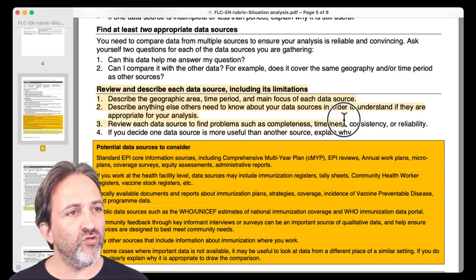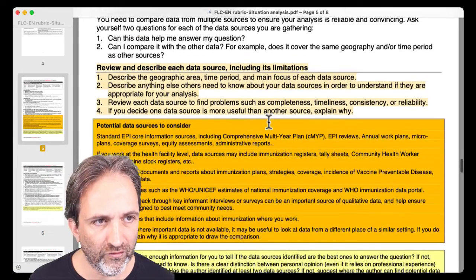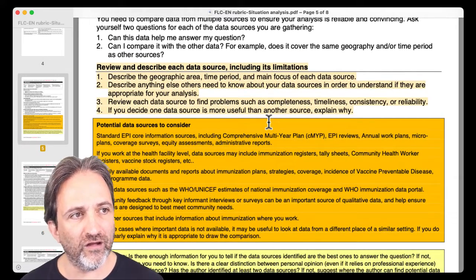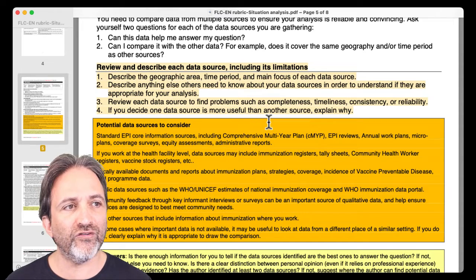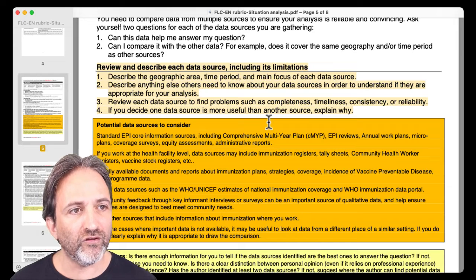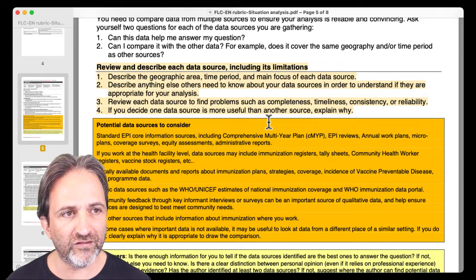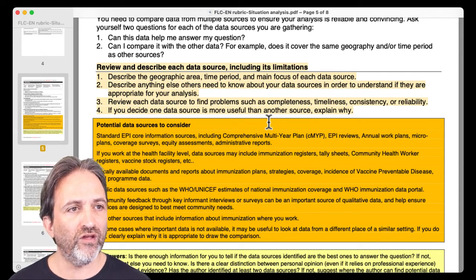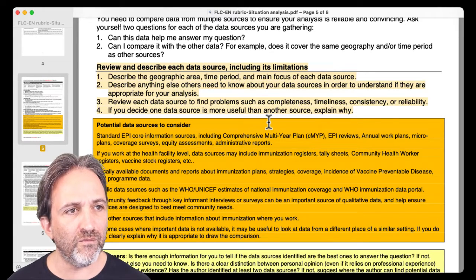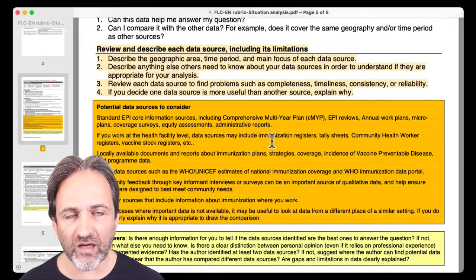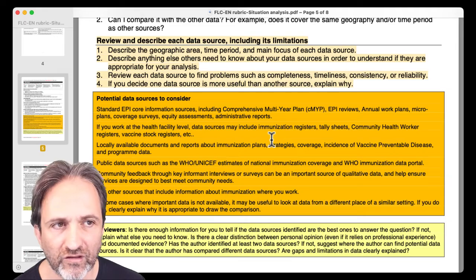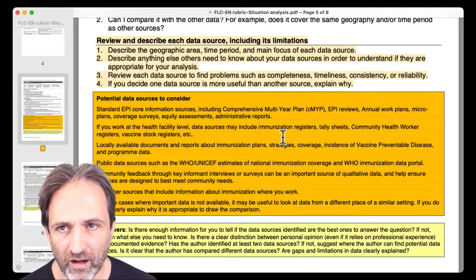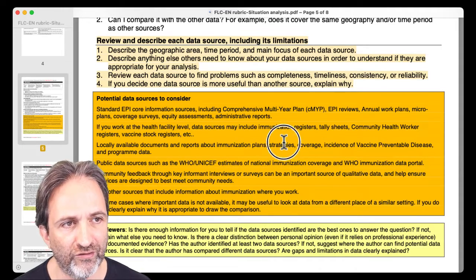So when you review and describe each data source, you want to describe the geographic area, time period, and the main focus of each data source, and describe anything else others need to know about your data sources to understand if they're appropriate for your analysis. Review each data source, define problems like completeness, timeliness, consistency, reliability, and if you decide that one data source is actually more useful than another, then you need to explain why in that section, in part 3 on data sources.